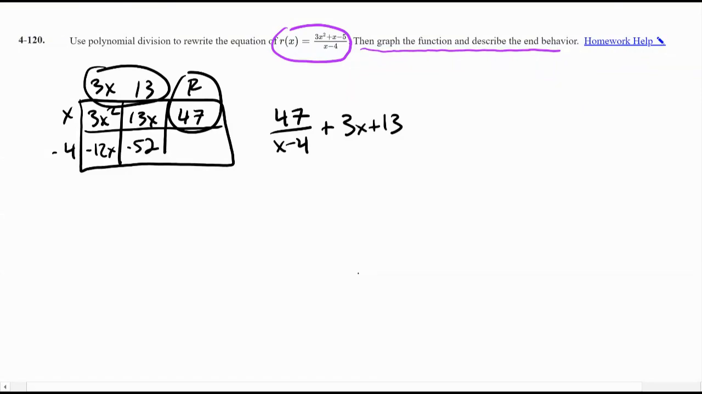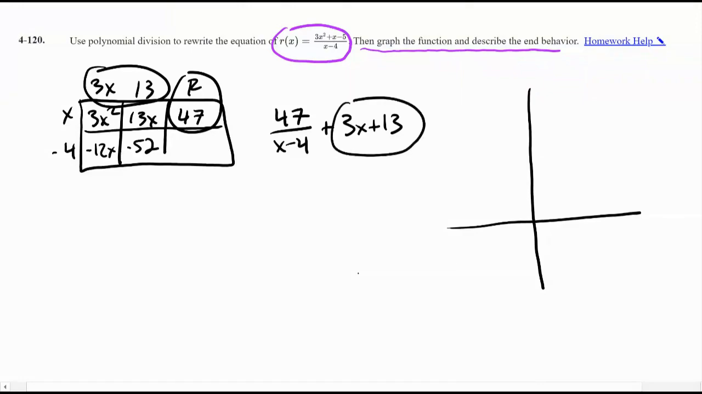So this one here is a little bit ugly in the sense that if I'm looking at this, I'm going to have a slant asymptote, meaning it's not going to be just a horizontal line. It's going to be a line that starts at, let's say that this is 13 and goes up by 3 each time. This blue line is going to represent my slant asymptote. And then I have a vertical asymptote here at x equals 4, because that's what would make the denominator 0.